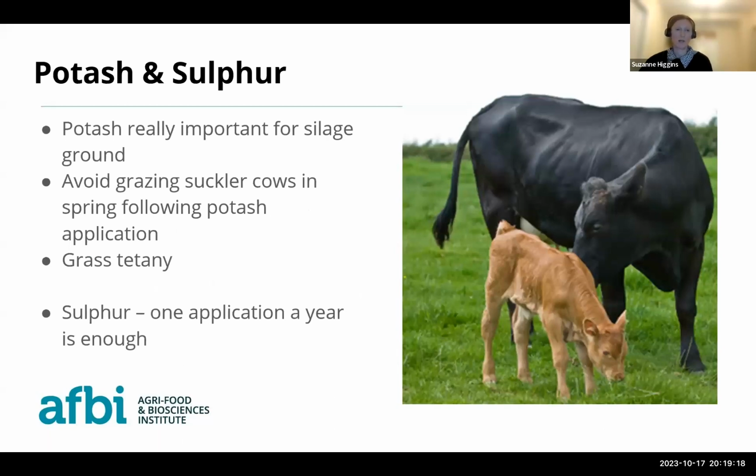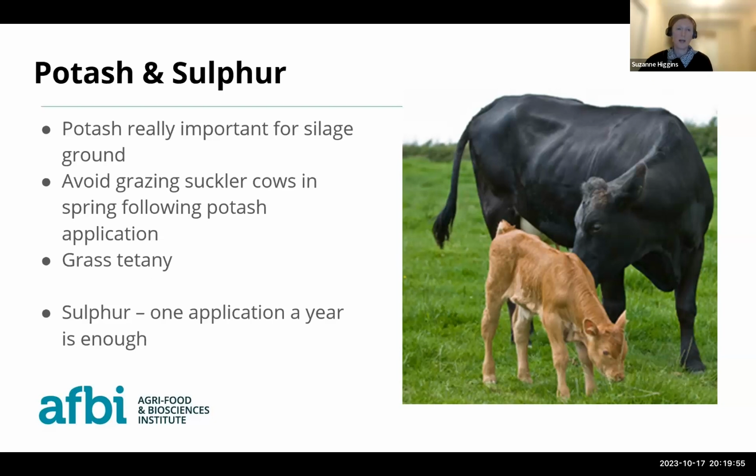The only issue with potassium is that it has this relationship with magnesium. So if you put on a lot of potassium fertilizer in the springtime and you have grazing suckler cows, there's a potential to contribute to grass tetany. So we'd be very careful about putting on potash fertilizer and then grazing suckler cows early in the spring. But apart from that, with potassium, you need to apply it every year. It's very soluble. It also washes out of the soil. So particularly on silage ground, make sure you're sitting at index 2 for your potash.